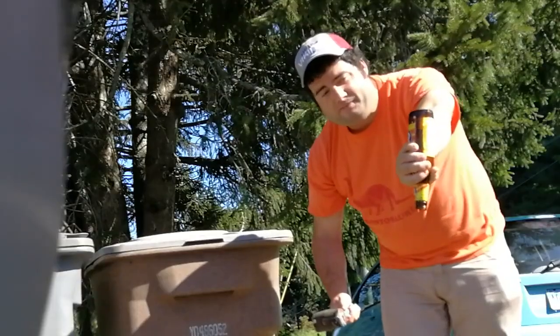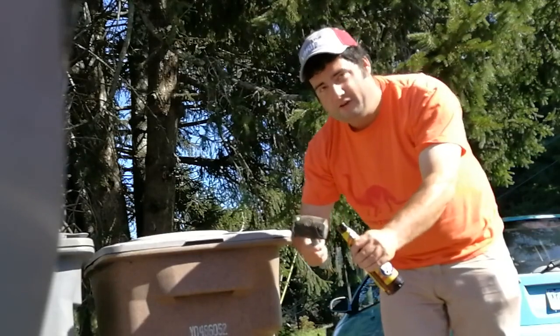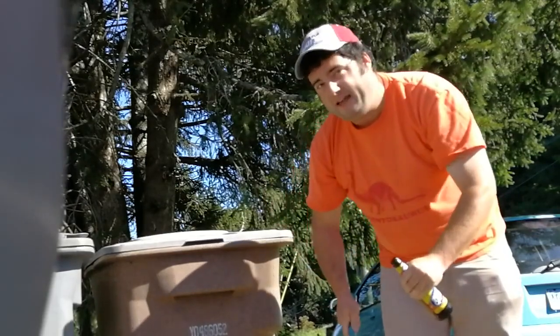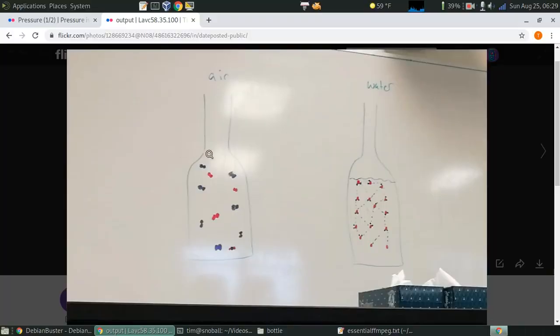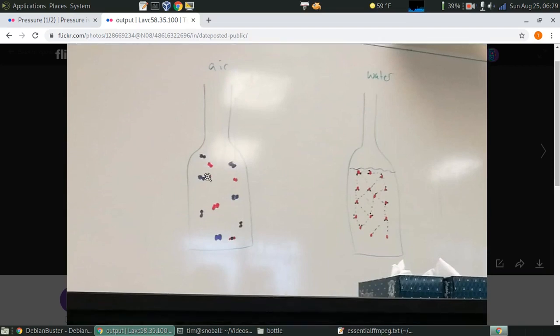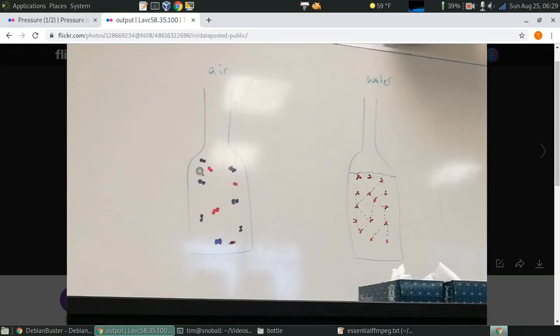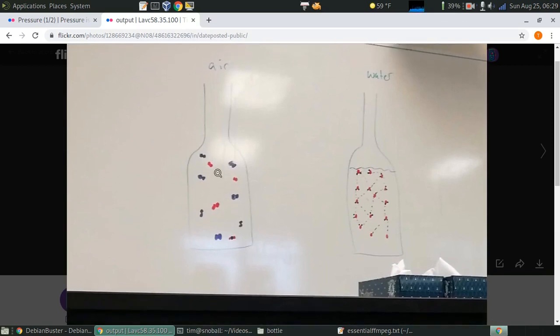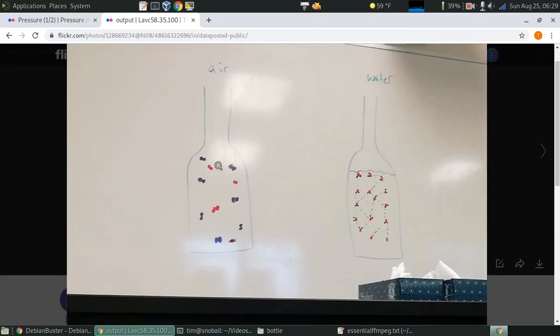Okay, so this bottle's empty. And if I just hit it really hard with the mallet, nothing happens. So if we think about what was going on in that bottle, it was just full of air. And air molecules have lots and lots of space between them. It's mostly nitrogen and oxygen. They don't interact with each other very much. There's very few intermolecular forces. So air is a fluid that's inherently compressible.